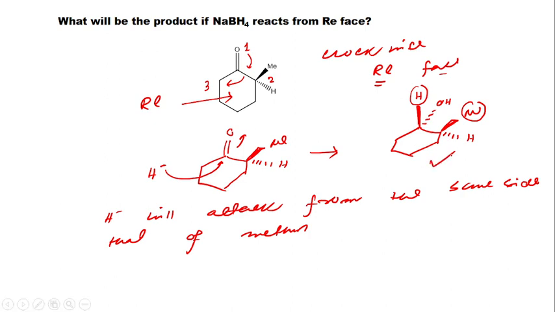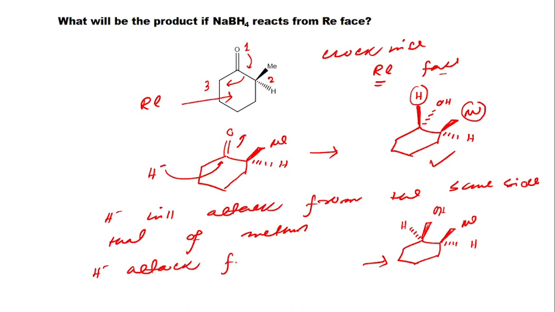So if it is asked what will be the product if the attack is from the si face? If it happens from the si face, then we can draw that si means the opposite side. So opposite side means the hydride will come from the opposite side to the methyl group. So hydride will be here, and this will be the OH group, methyl and hydride. So this will be the product if H minus attacks from the si face.